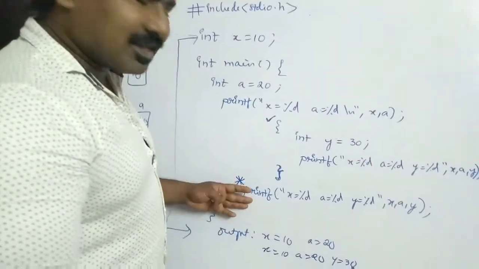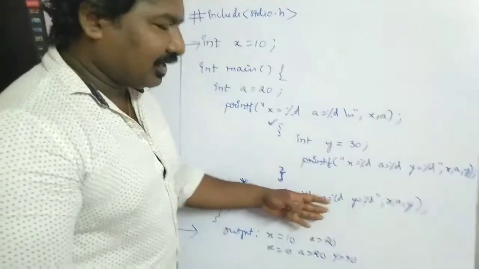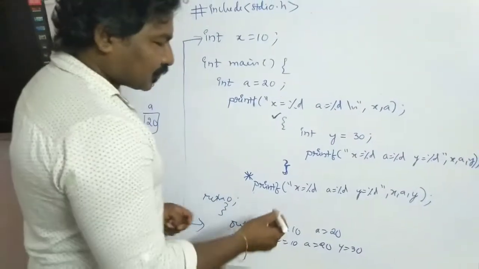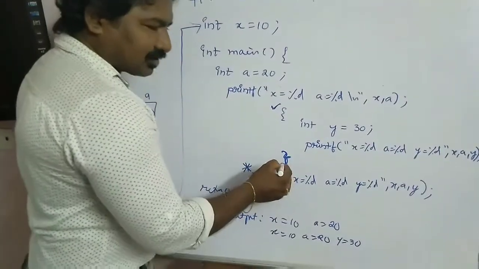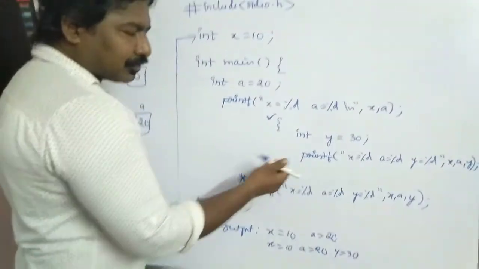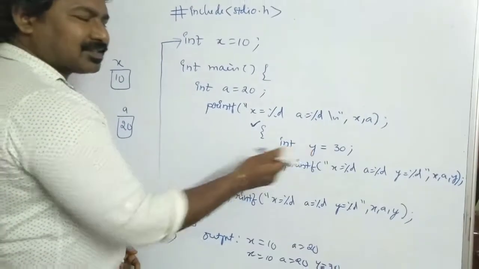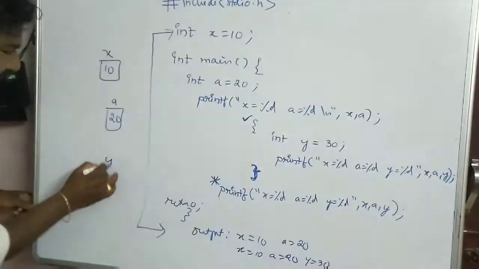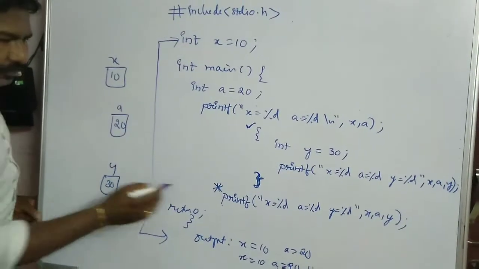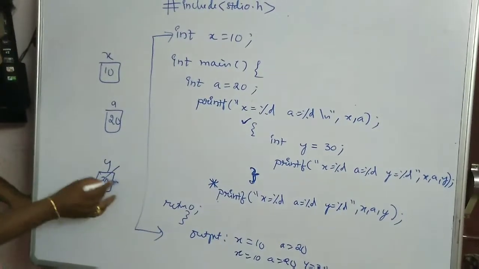It says that the undefined variable y is in this particular statement. So why you get that error is because you are just coming out of the block where y is declared. Okay, this y is initially 30. When you're coming out of this, it will get deleted from the memory.